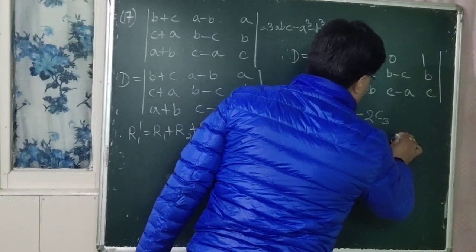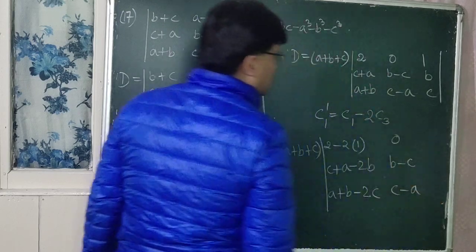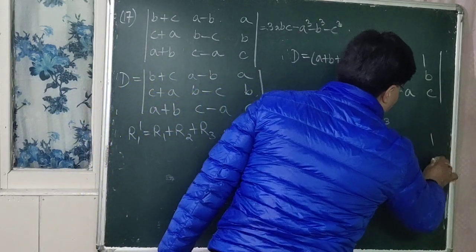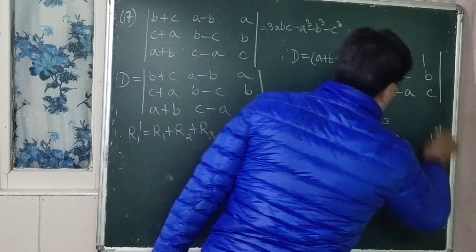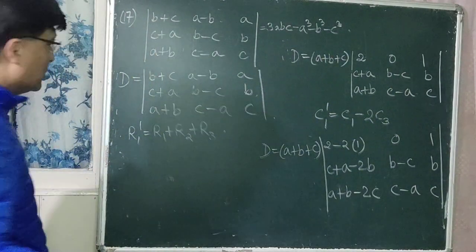Next, 0, B minus C, and this is C minus A. Then comes 1, B, C. So this is the simplified determinant. Okay.